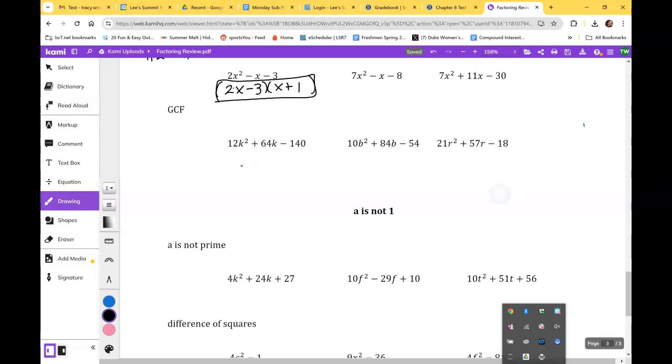Okay, we're going to factor out a common factor again. I'm going to factor out a 4. We're not going to forget it this time. Divide everything by 4. And I get 3k squared plus 16k minus 35.